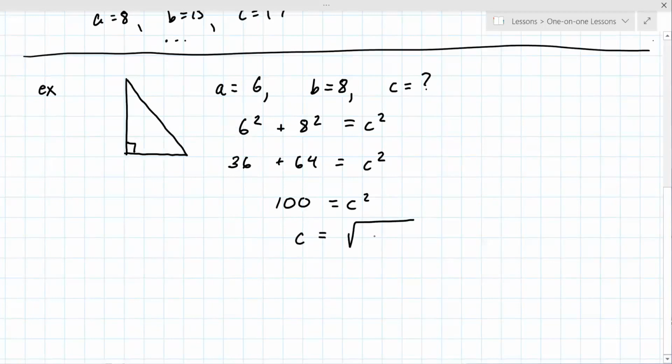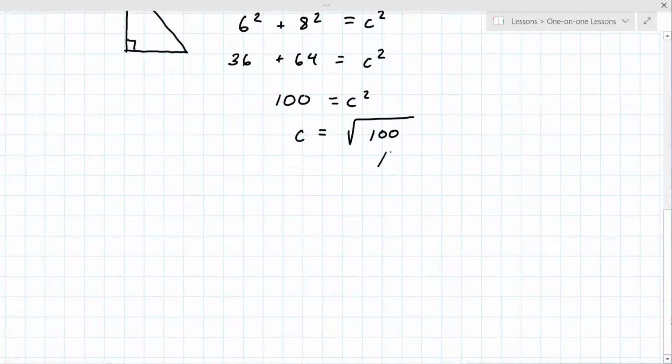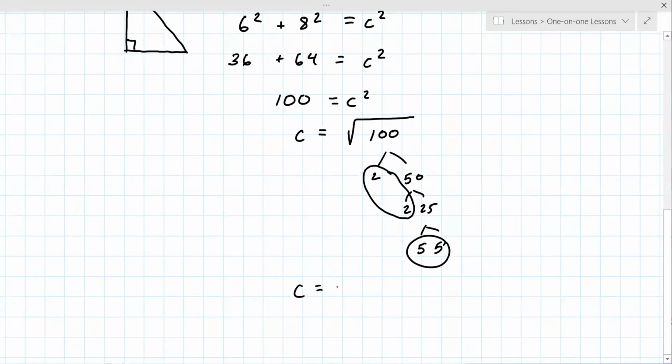But for now, we're going to write it as the square root of 100. If you didn't know it was 10, you would break it apart into its prime factorization, as I'm doing here, and you would circle pairs. You would realize that both of these numbers come out. So C equals 2 times 5, the square root of what's left over, which is 1. So it equals 10 square root 1, or just 10.